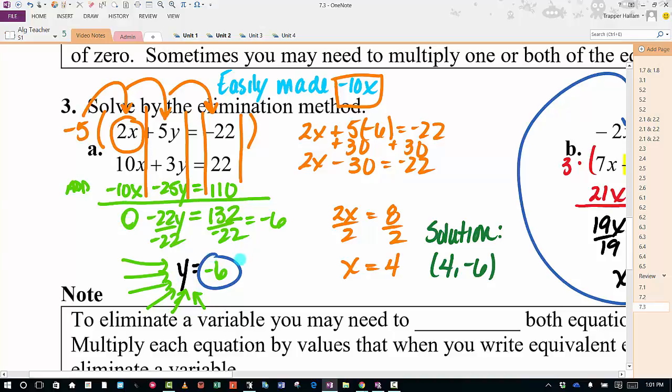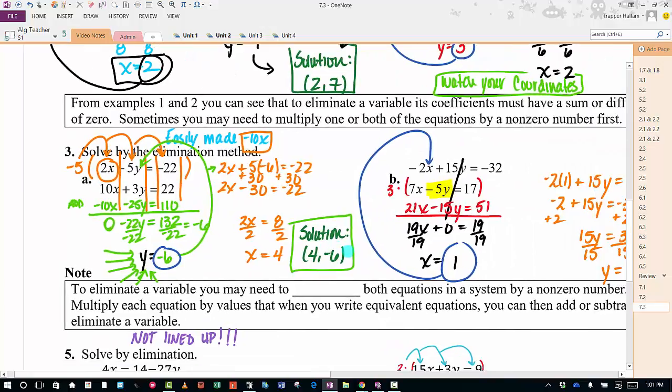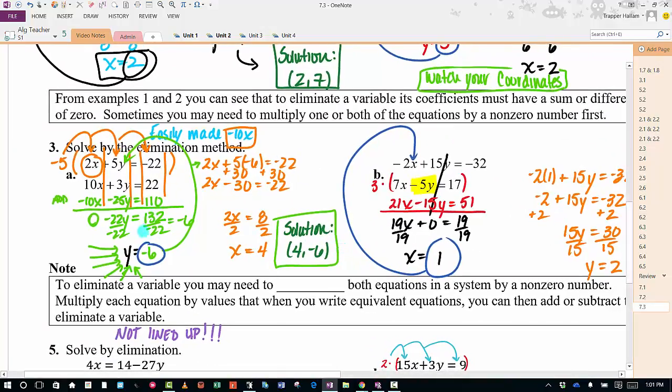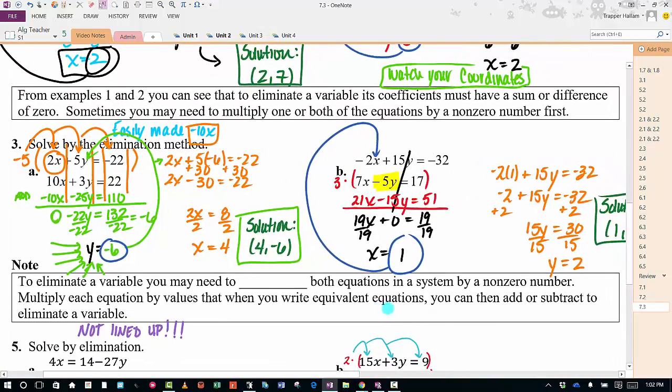When you go to plug this back in, I'm going to model my work over here. It looks like I plugged it into the first one. When I plug this y back in, right here, this is what I get. 2x plus 5 times negative 6 equals negative 22. And you can see I worked all the way out. I get x equals 4. There's my solution as a point. Okay, again, you can see we could possibly get some scary numbers here. In the next one, you should see us work with those.